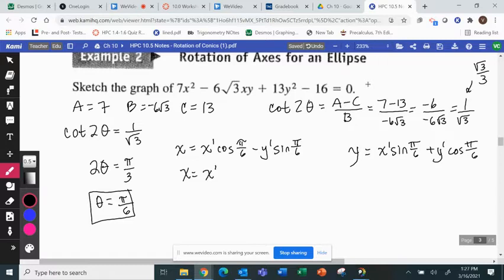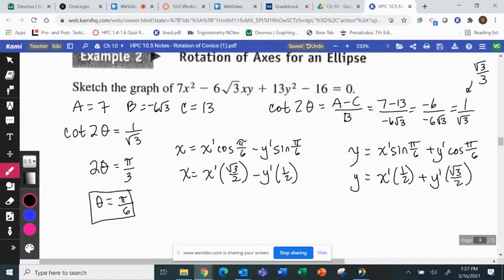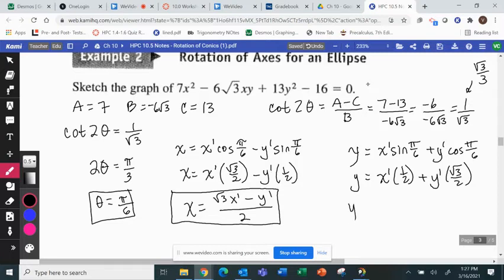So cosine pi over 6, this is what I was doing last time. Square root of 3 over 2 minus y prime 1/2, and that means the other side is x prime 1/2 plus y prime square root of 3 over 2. So for x, we're going to have square root 3 x prime minus y prime over 2. And for y, we will have x prime plus square root 3 y prime over 2.